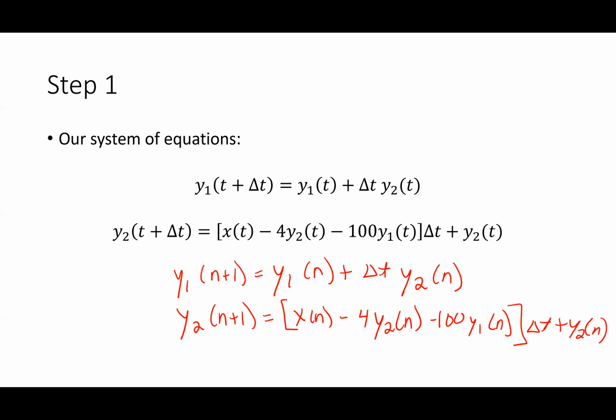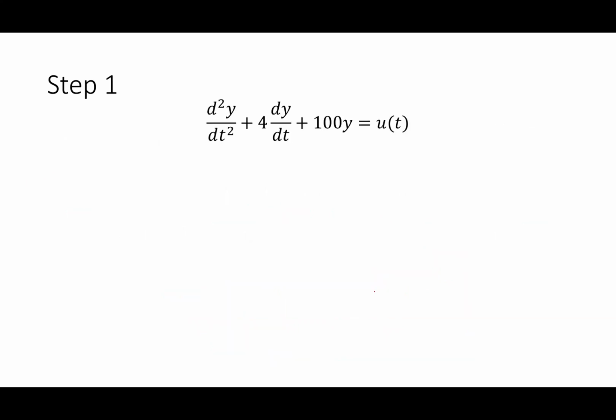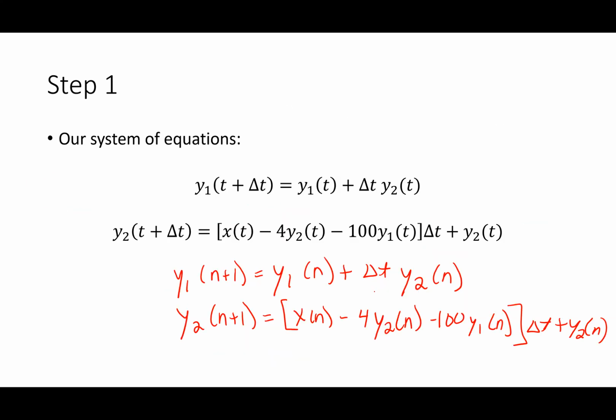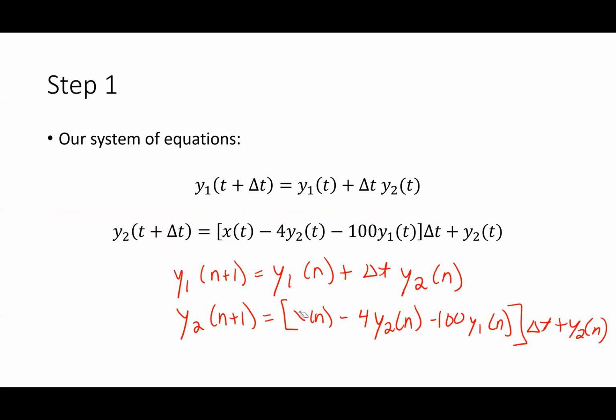Now, the 4 and the 100 basically come from these values here. But what about this x of n? Do I need to leave the x of n in there? What's my x of t in this system? U of t, so it's just 1. So instead of saying x of n, I'm going to put the number 1 right there.